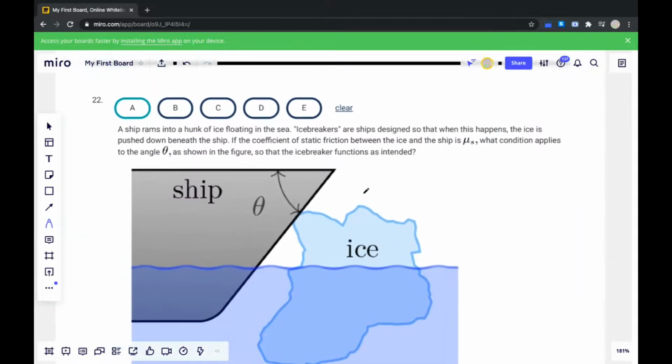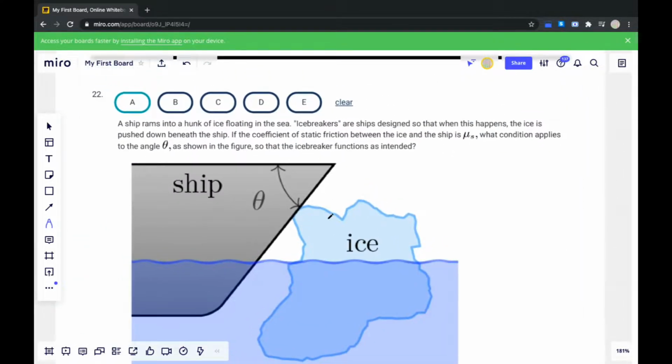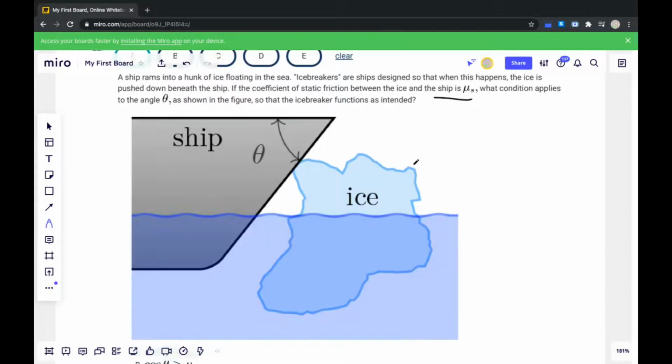For problem 22, we have a ship going into some hunk of ice, and it wants to push the ice underneath the ship. We have that the coefficient of static friction between the ice and the ship is mu s, and we want to find for what theta the icebreaker will function as intended.